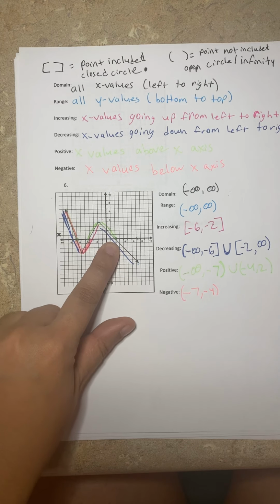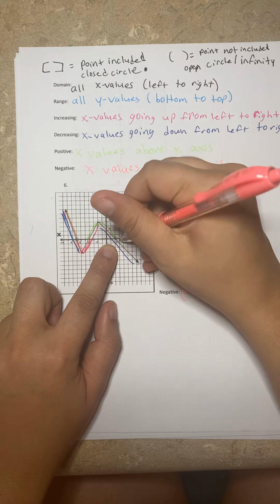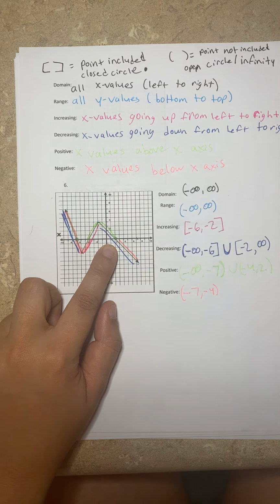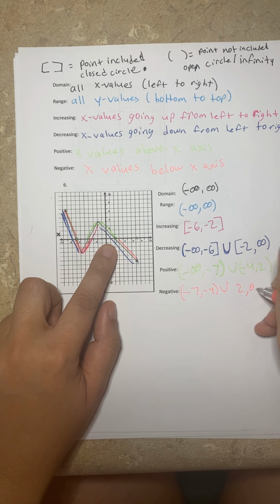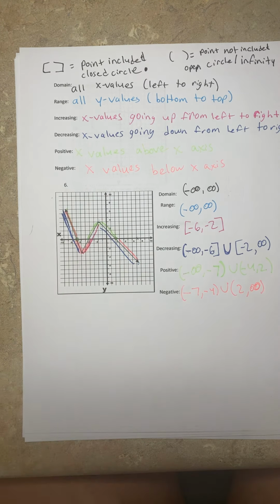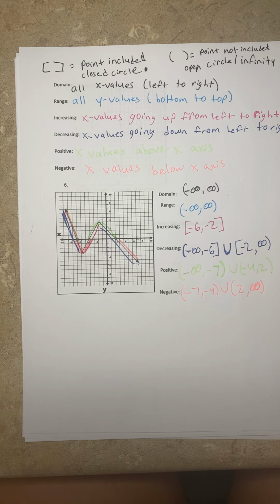And so then back at 2, I go below the x-axis, which means I am negative again from 2 to infinity, because my graph's going to keep on going forever and ever below the x-axis. It's never just going to come back up all of a sudden. So that's a lot of different stuff going on. You just have to take it one piece at a time and think about it as you go.